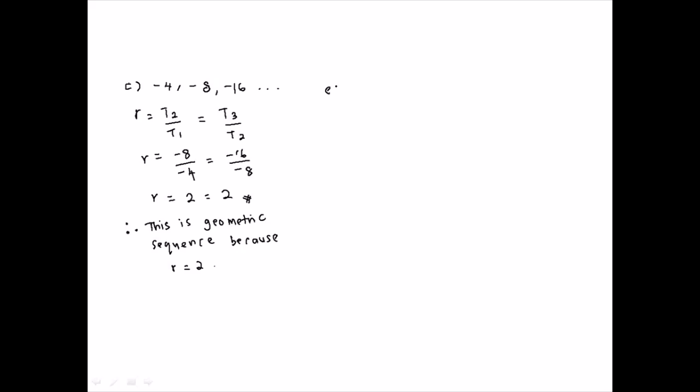Let's look at question E. This time the given sequence is negative 12, negative 48, negative 96. Negative 12 is the first term, negative 48 the second term, negative 96 the third term. To find the common ratio, we can use T2 divided by T1 as well as T3 divided by T2. Let's substitute: negative 48 over negative 12 and negative 96 over negative 48.